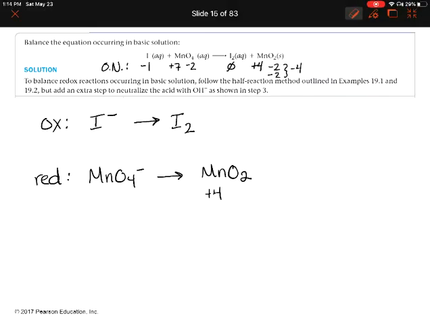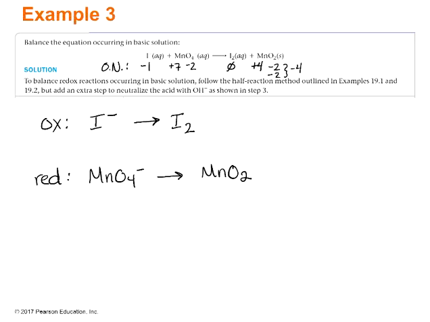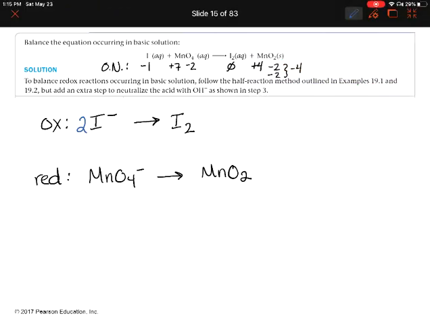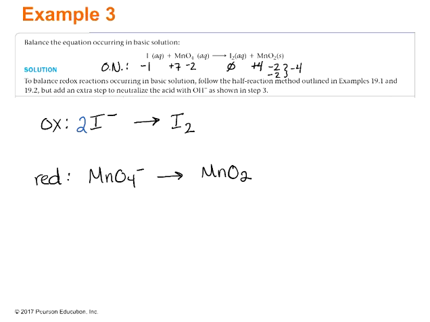Okay, so I'm going to erase these oxidation numbers here. So now in the next step, we want to make sure we have balanced atoms on both sides, right? So in our oxidation half reaction, we have 1 iodine atom on the left, but 2 on the right. So what do we need to do there to balance it? So we need to add a 2 in front of the iodide ion in order to balance those atoms. Now, what about for the reduction half reaction?